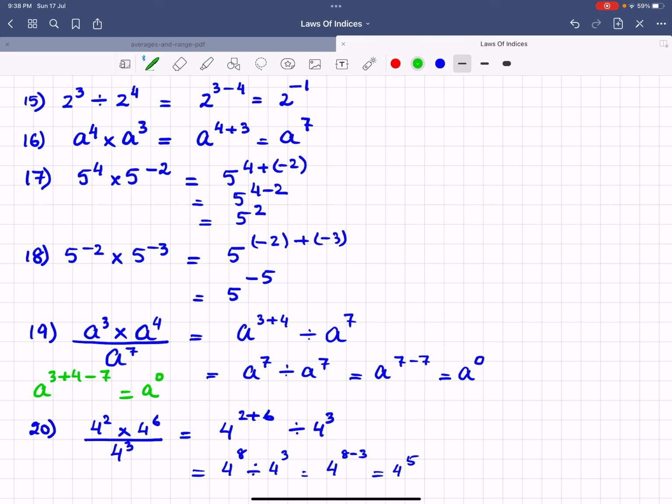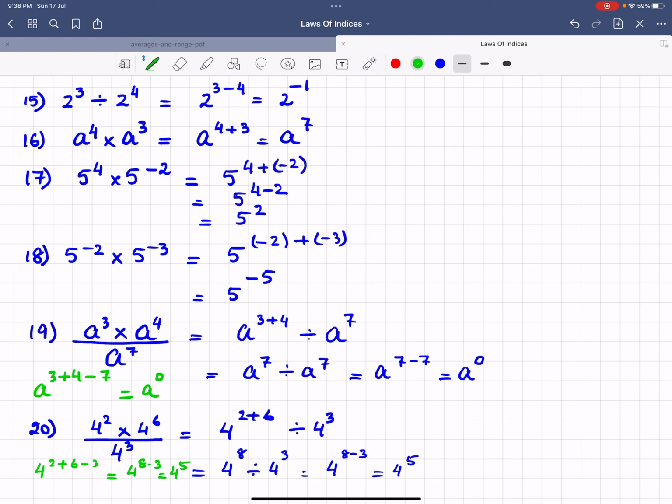Likewise, for question 20, we know that the powers 2 and 6 will be added since the bases are multiplied, and the power 3 will be subtracted since the 4 to the power of 3 is in the denominator. So we can straight away do this: 4 to the power of 2 plus 6 minus 3, which is 4 to the power of 8 minus 3, which is 4 to the power of 5.